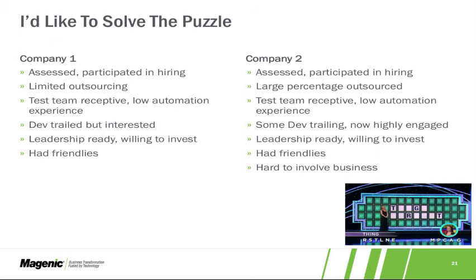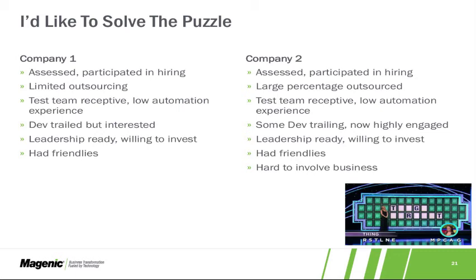The test team was very receptive. They understood the power that could be brought with automation, but they had very little experience in actually creating the automation. The dev team was trailing on that receptiveness, but they were very interested, and they wound up not actually typing keys to create automation, but they were definitely interested in making the product more automatable for us. Fortunately, we had ready and willing leadership to invest, so that helped. It also gave us a longer lead time before we started having to show value, because they also knew what the value was going to be.